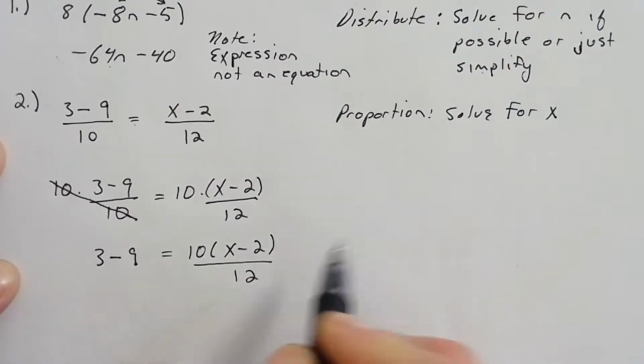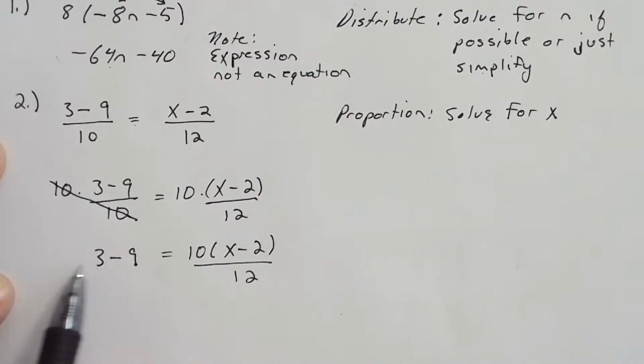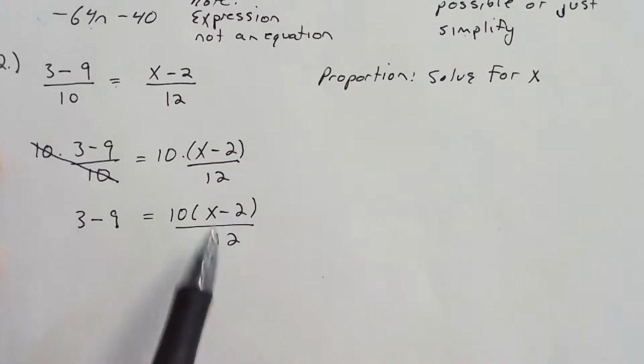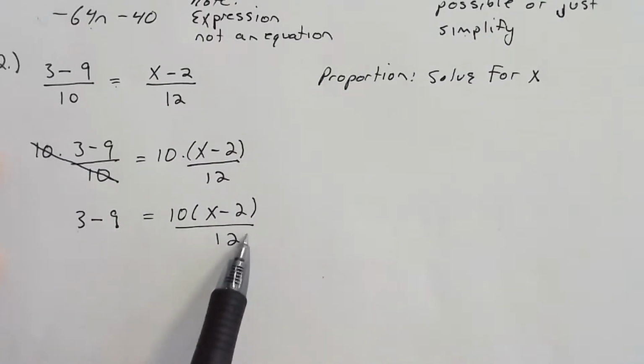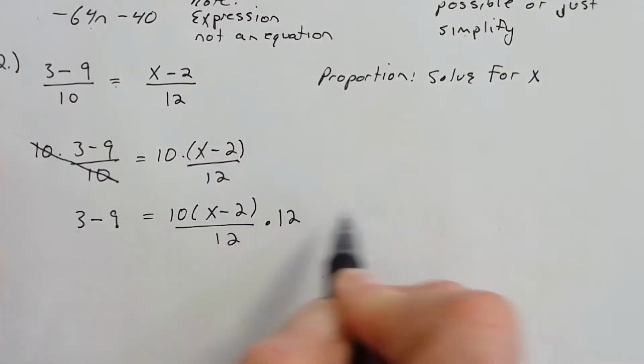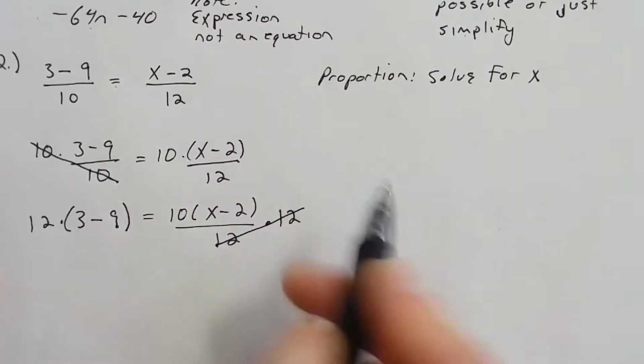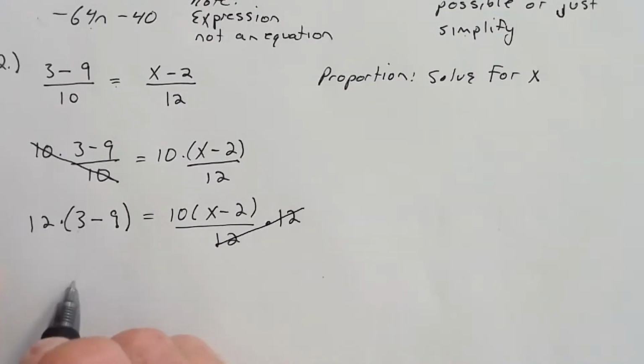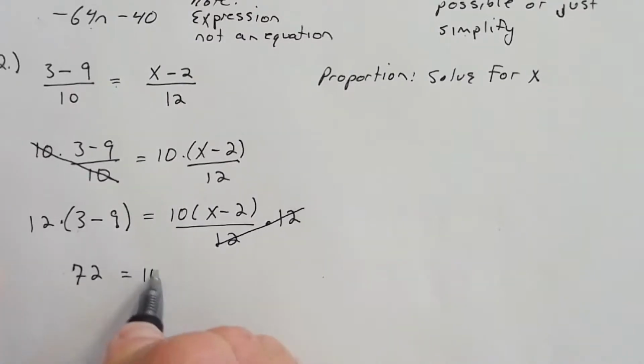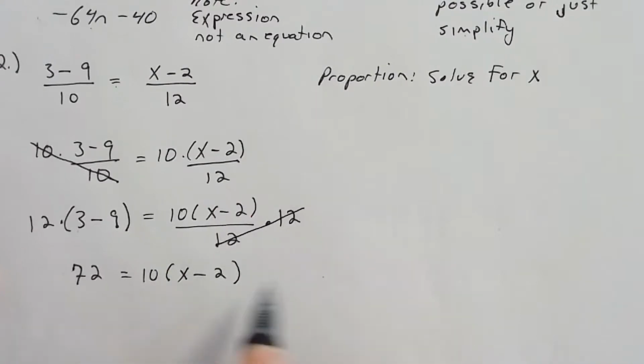over 12. Well, this is just negative 6, so we could have written negative 6 to begin with, but that's fine. Now, we want to try to get 12 out of the denominator here. So we're going to multiply this side by 12, but we also have to multiply this side by 12. So that allows us to get 12 out here. Then we have 12 times 6, which is 72. And that's 10 times (x minus 2).